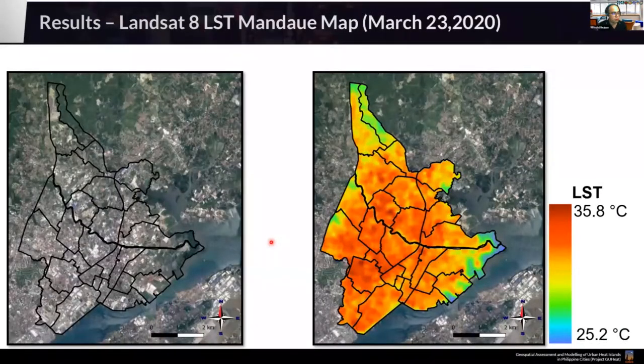These are the results of our analysis. The left figure is the Mandaue City map with its barangay boundaries, while the right figure is an example of an LST map during March 23, 2020. Areas that have high LST, for example, this place and this place, are the heavily built up areas here. Areas with vegetation and mangroves are the areas with low LSTs.